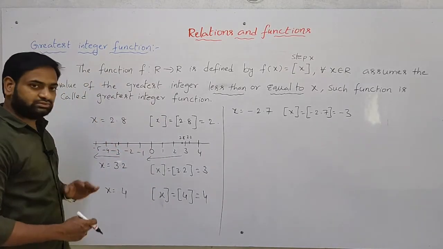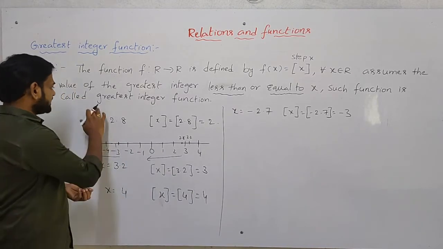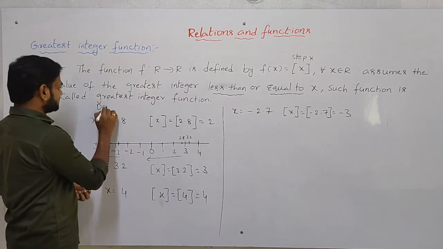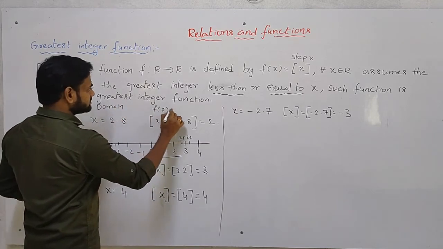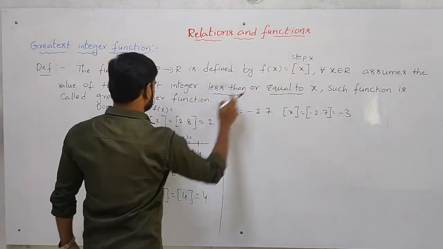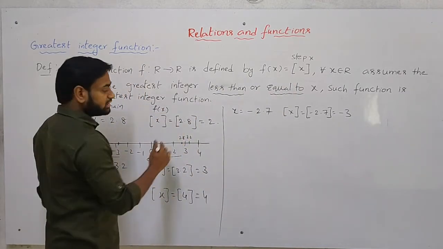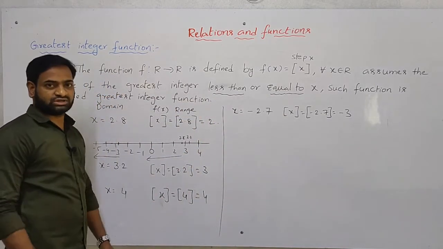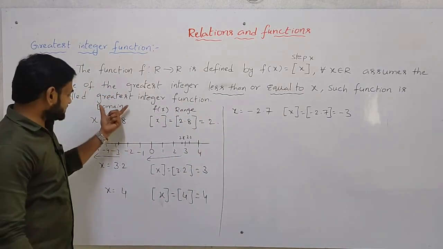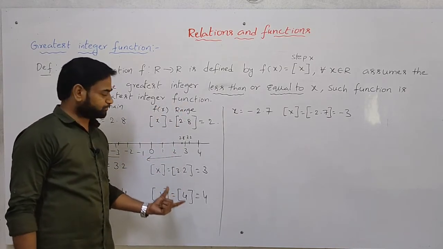So if you observe the previous diagram, these are the x values. X values means domain. This is f of x. F of x is step x. Step x means f of x value. F of x values are range values. So it is the input and it is the output.